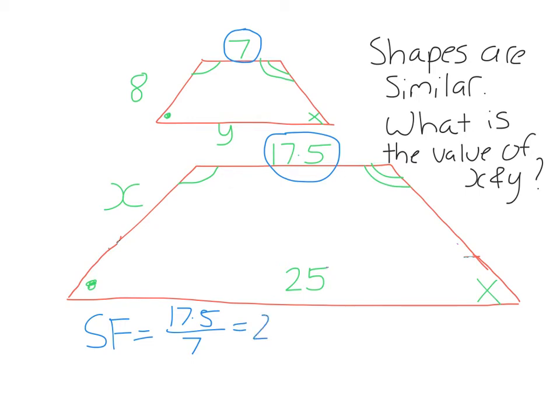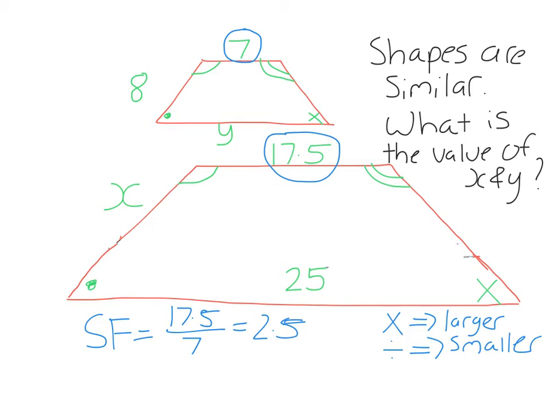That just makes things a little easier, because if you do it that way, when you're trying to find unknown sides, you always times by the scale factor to get a side in the larger shape, and you always divide by the scale factor to get a side in the smaller shape, okay? So scale factor here is 2.5. That means each side in the larger shape is 2.5 times as big as its corresponding side in the smaller shape. So let's use that to find x.